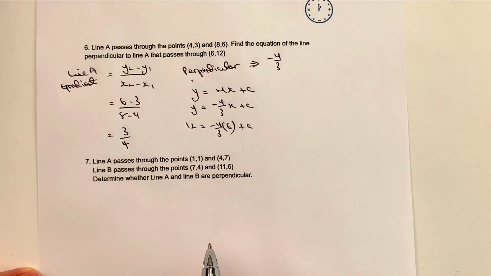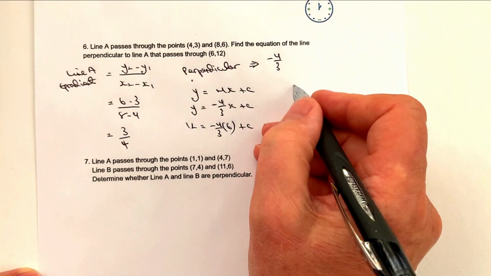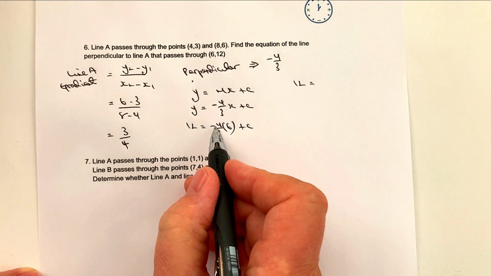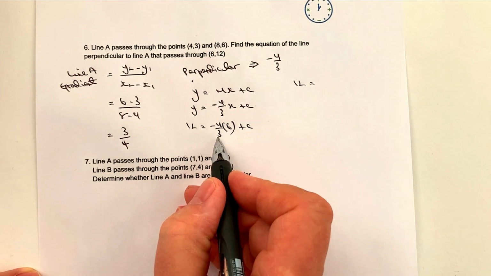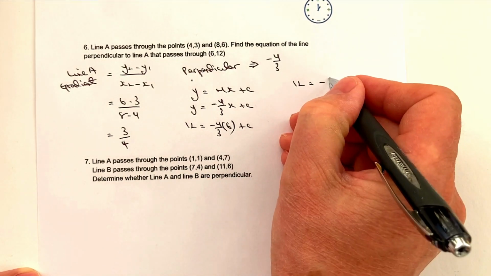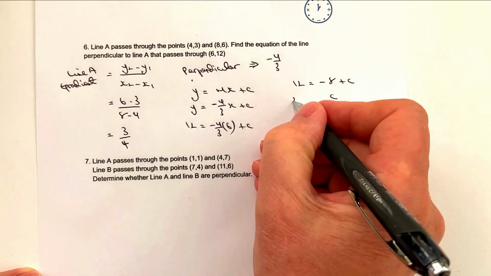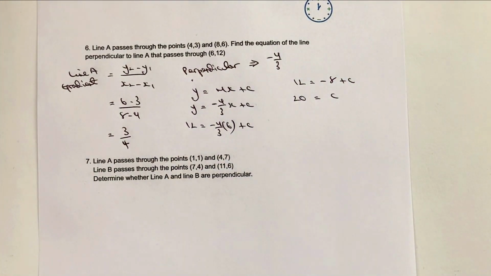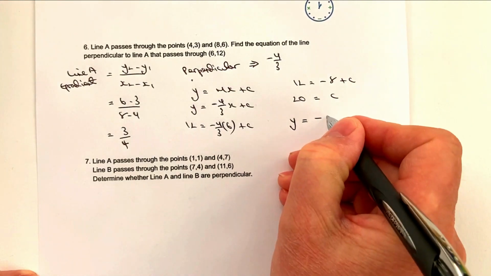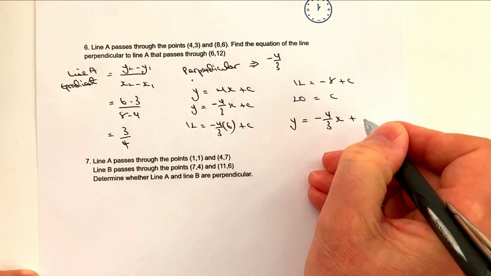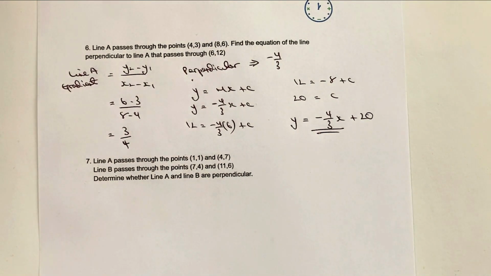So what have I got from that? 12 equals, minus 4 times 6 is 24, and 24 divided by 3 is minus 8, plus c. If I add 8 to both sides, I get 20. So 20 equals c. Now I'm in a position where I can write my line as y equals minus 4 over 3x plus 20. And that would be the equation of that particular line. Hopefully that's all right for you. Let's move on to question number 7.